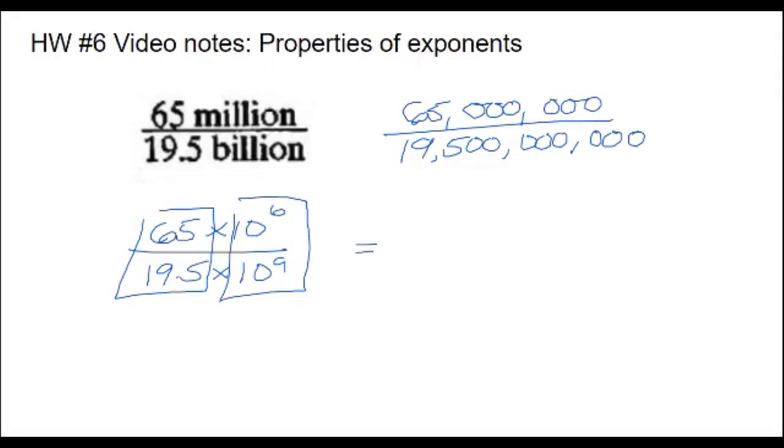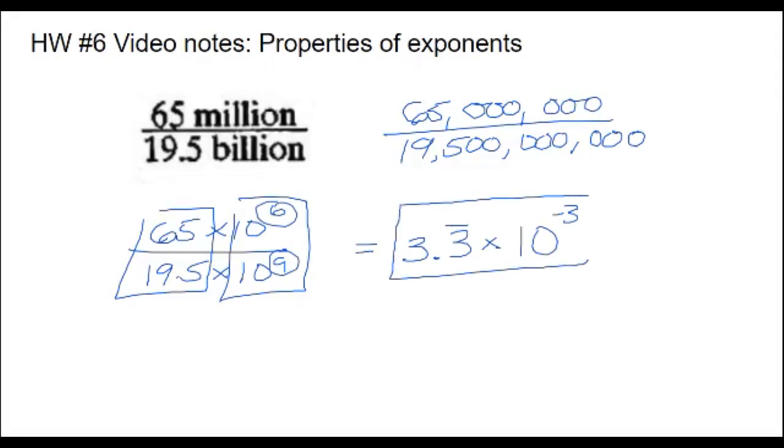65 divided by 19.5 is about 3.3. It goes on forever actually. Times 10 to the 6 minus 9 is negative 3rd power. And you can have negative exponents in scientific notation.